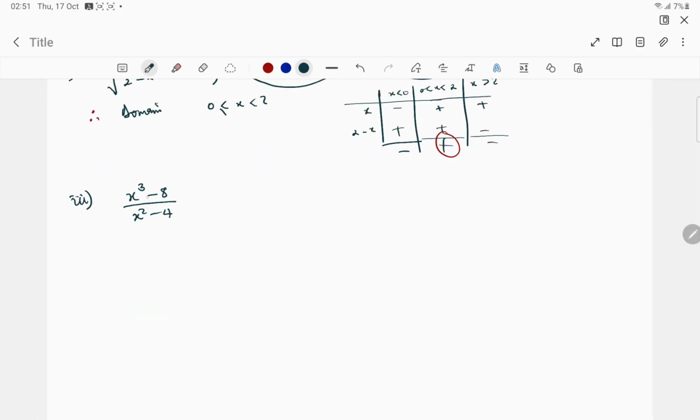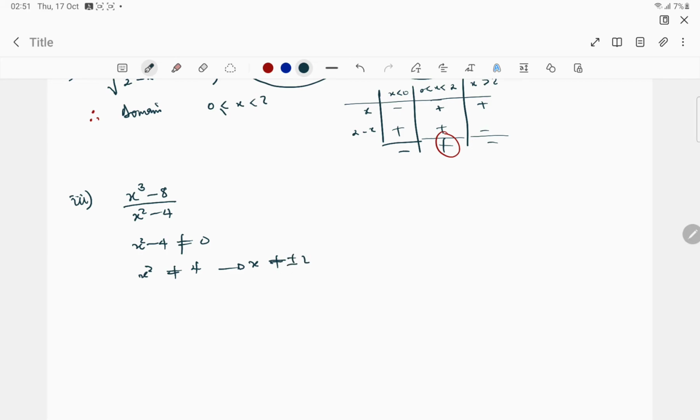Then for this one, this function is valid for all R except when x squared minus 4 is equal to 0. So we don't want it to be equal to 0. It means that x squared is not equal to 4, which implies that x is not equal to plus or minus 2.